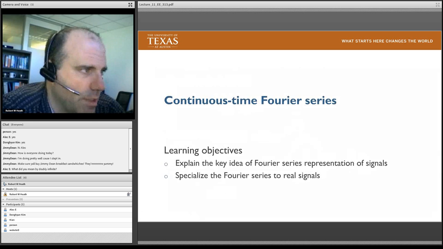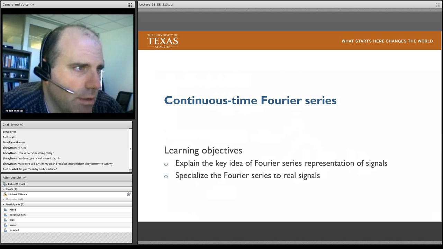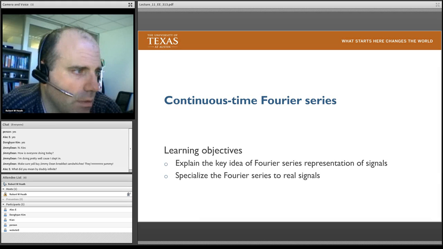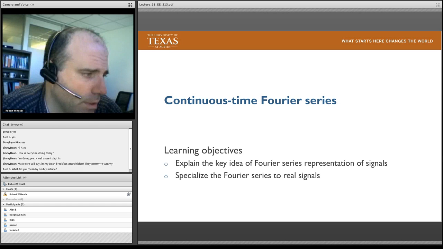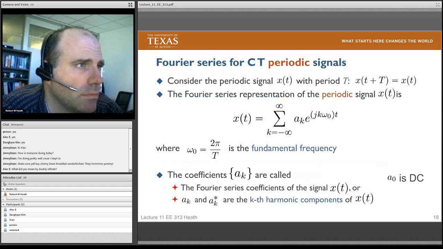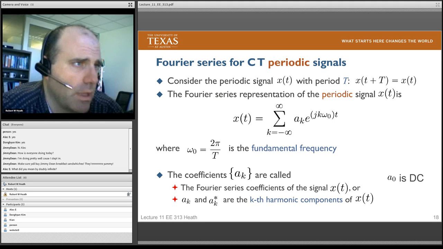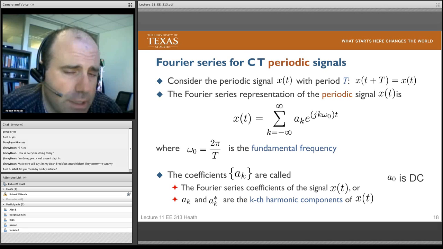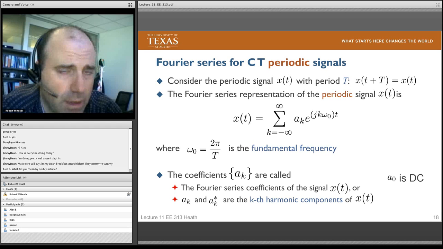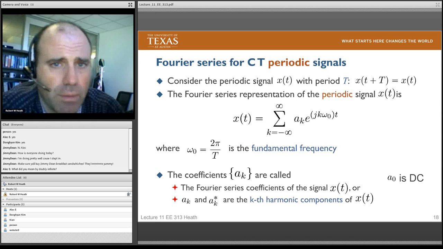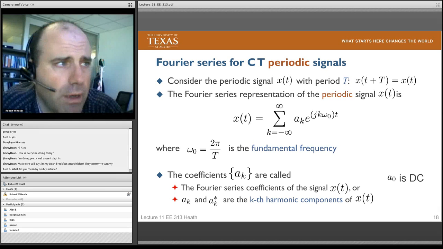Okay, so the second topic today is the continuous time Fourier series. So what you want to do here is be able to explain the key idea of the Fourier series and then its specialization to real signals. So we're going to focus in this class and the next couple of classes on Fourier series for continuous time signals. I don't think we will deal with Fourier series for discrete time signals, periodic signals. That's something that's covered in more detail in 351M.